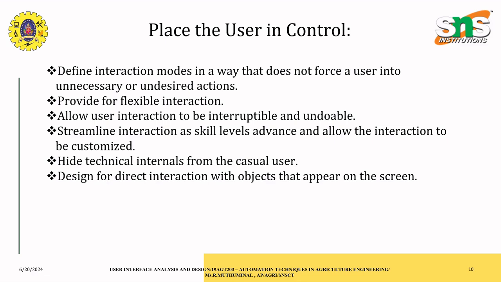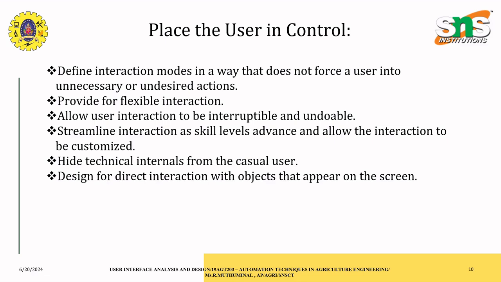The streamlined interaction will be adapted to a prescribed skill level, and I can make the interaction a customized one, because each and every user will have a different kind of options in mind. I can't keep an undesired action happening for every kind of user. So I have to make sure that doesn't happen here. So I have to allow an interruptible interaction among the users. Then I have to hide the technical internals from the casual user, then design for direct interaction with the objects that appear on the screen.